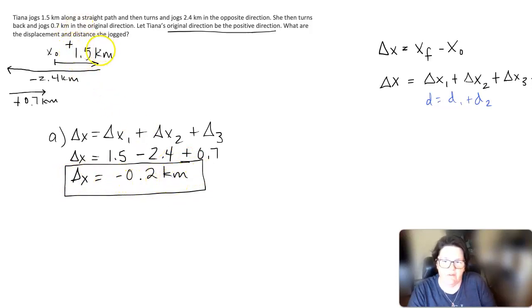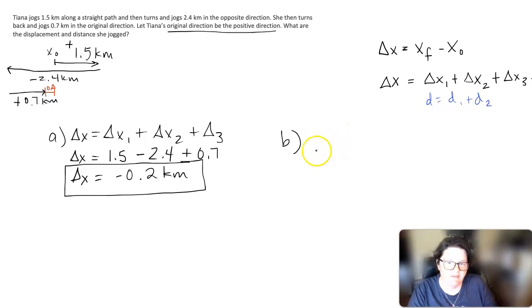Since this was the positive direction, she actually didn't quite make it back to her starting point. She gave up jogging before she got back to where she started. That's what this is saying, right? She ended up this far from her starting point.